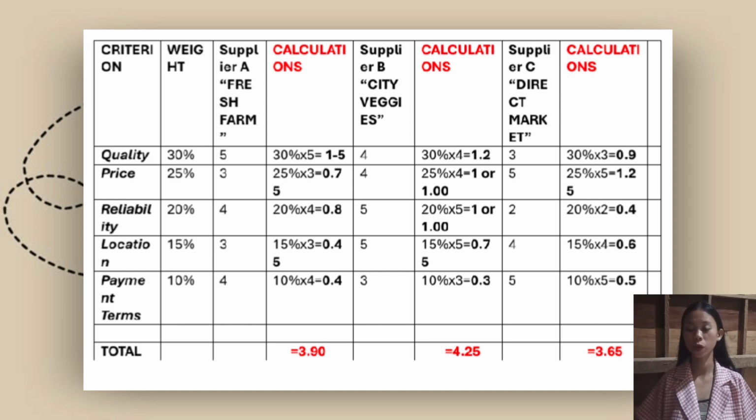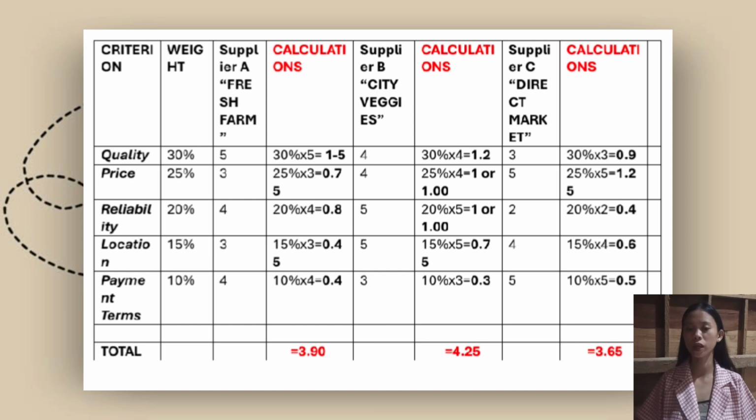We also have the criterion quality, and we have the weight percentage of 30% and the City Veggies rating of 4. So 4 times 30% equals 1.20. So let's also have the price. We have the weight percentage of 25% and City Veggies of 4. So 4 times 25% equals 1.00. We also have the reliability, with a weight percentage of 20% and City Veggies of 5. So 5 times 20% equals 1.00.